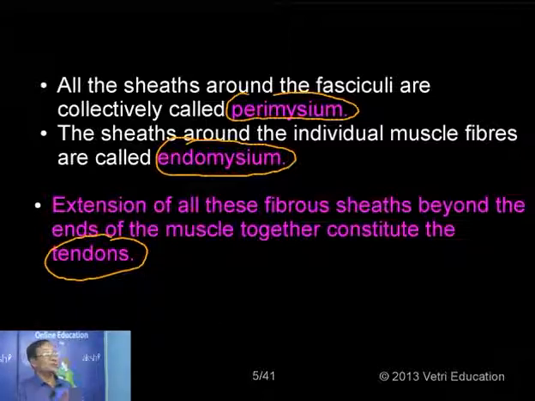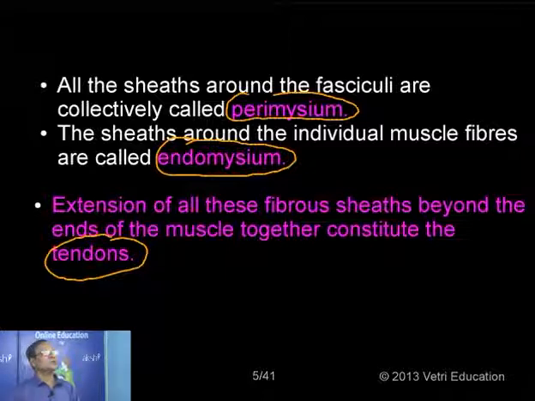I mentioned this tendon and ligaments. Both are nothing but regular dense fibrous connective tissue. Tendon is an example of regular dense fibrous connective tissue. A tendon connects a muscle with the bone. A ligament normally connects a bone with another bone. That is the main difference between these two.